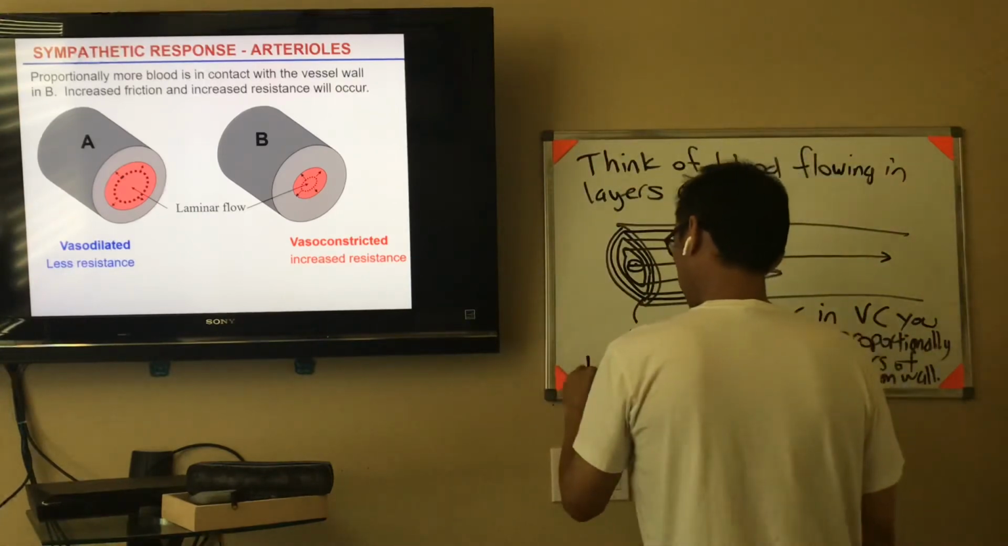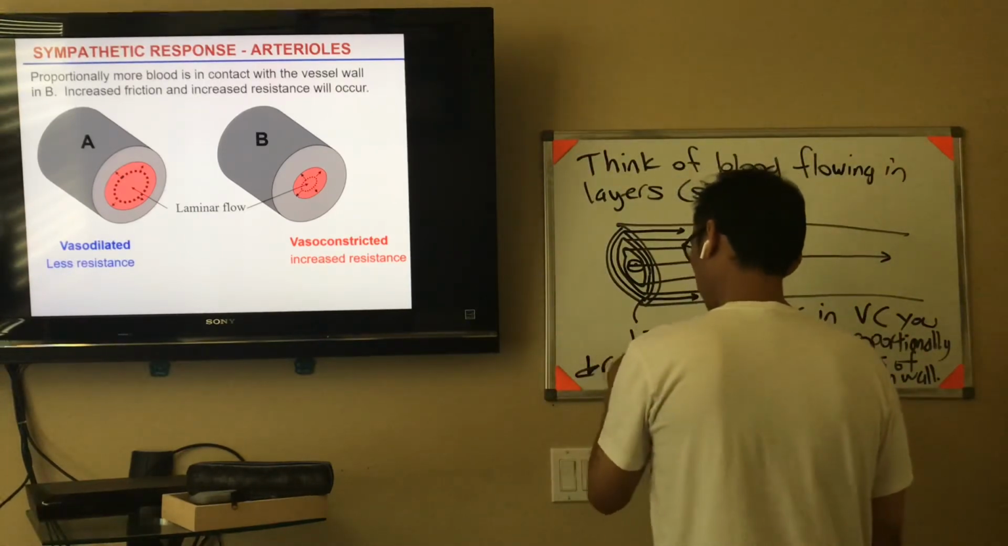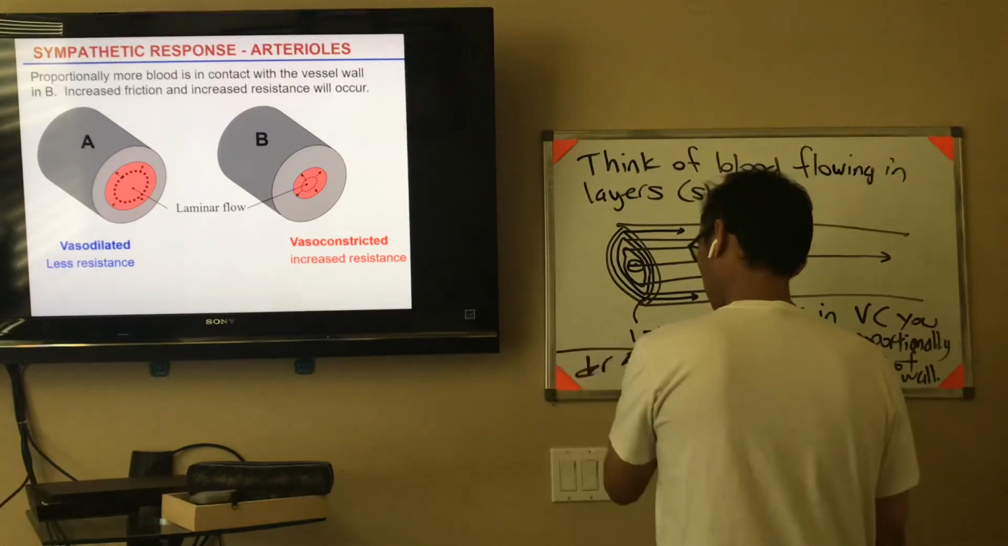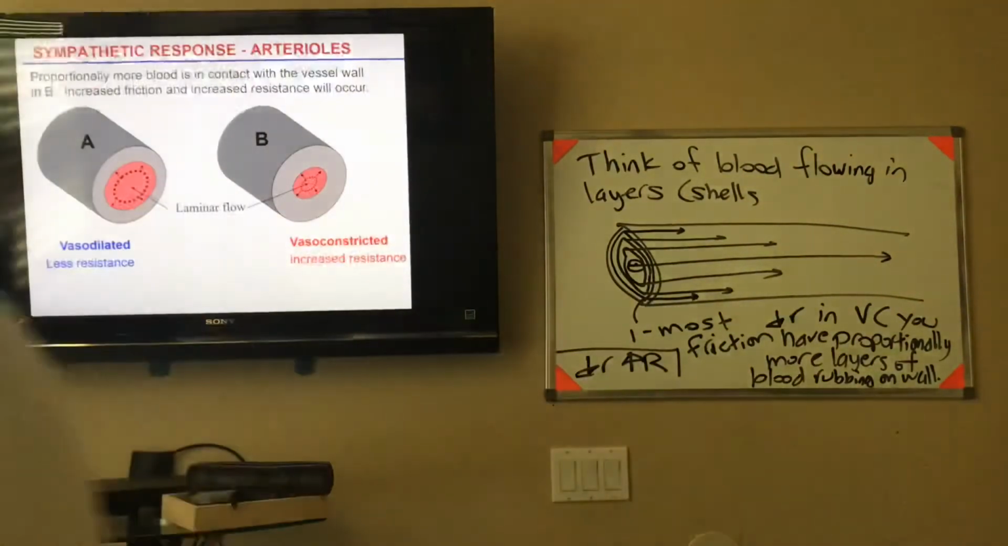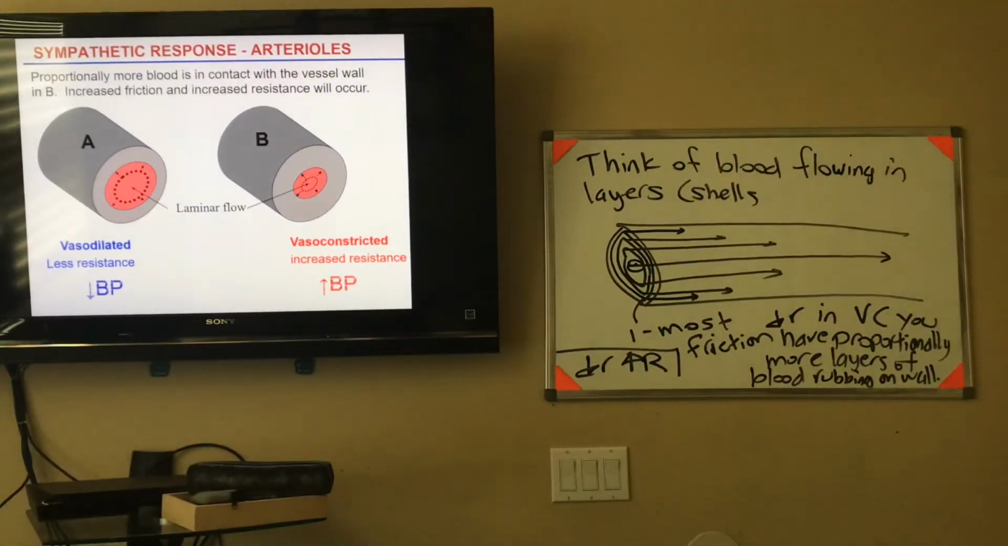So basically, decrease little r, dramatically increase big R. That's kind of the net effect right there. And generally speaking, when sympathetics vasoconstrict that large group, you see an increase in the person's blood pressure.